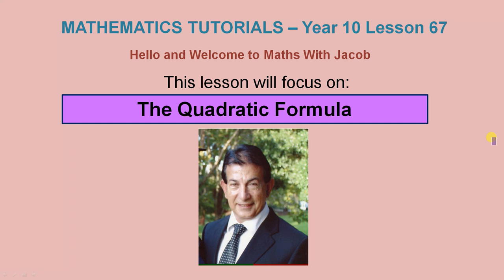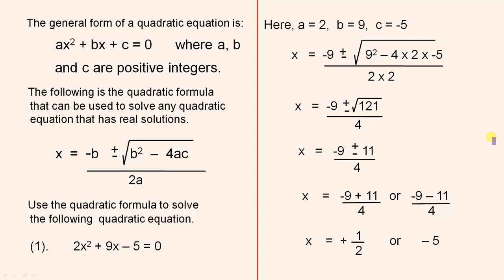This lesson will focus on the quadratic formula. The general form of a quadratic equation is ax squared plus bx plus c equals 0, where a, b and c are positive integers. The following is the quadratic formula that can be used to solve any quadratic equation that has real roots. So, using the letters a, b and c, we have x equals minus b plus or minus the square root of b squared minus 4ac, over 2a.